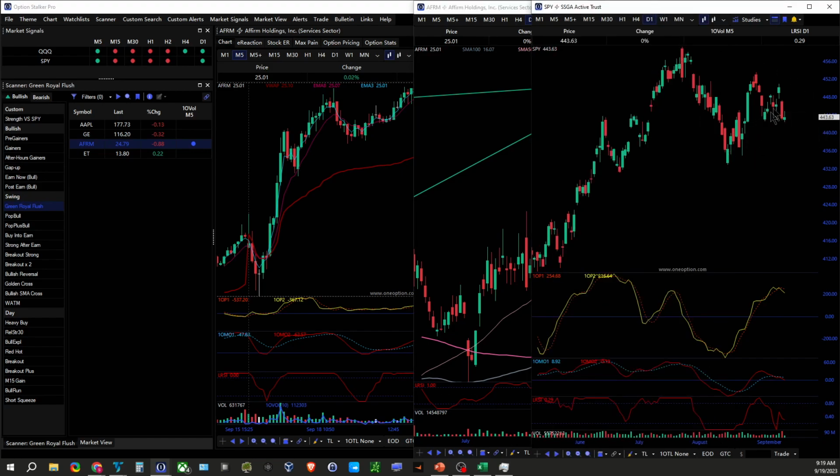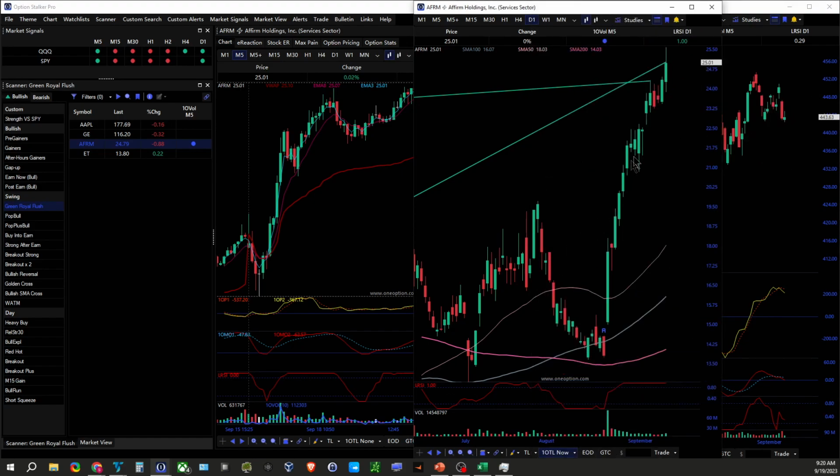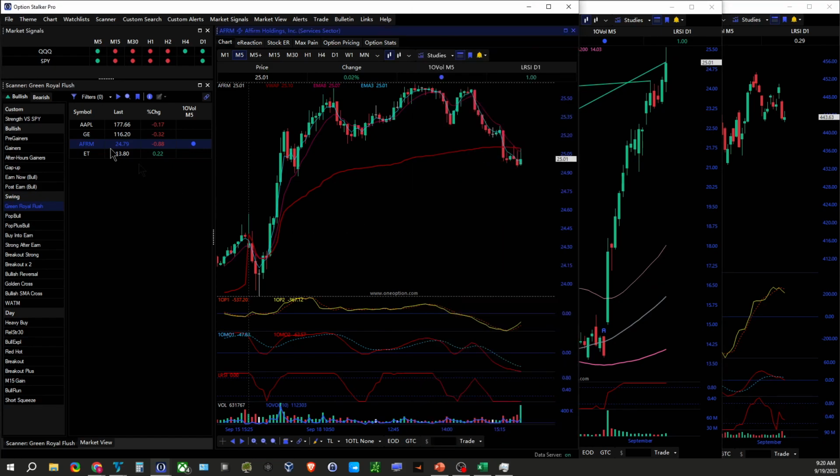We got the daily chart for the market here, sideways, nothing. And this has just been building on strength. That's exactly what you want to see. And this platform makes it super easy.